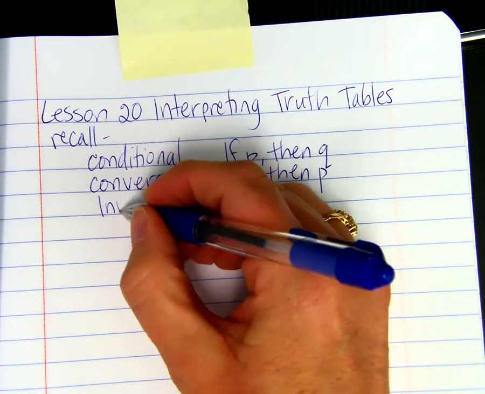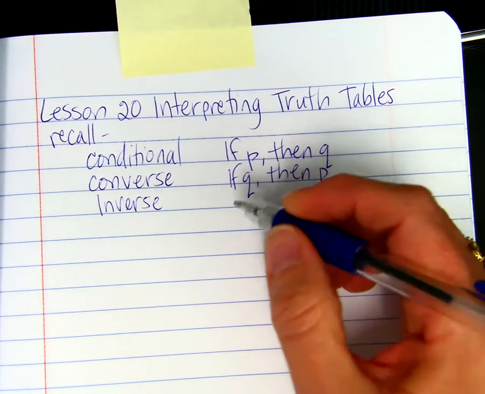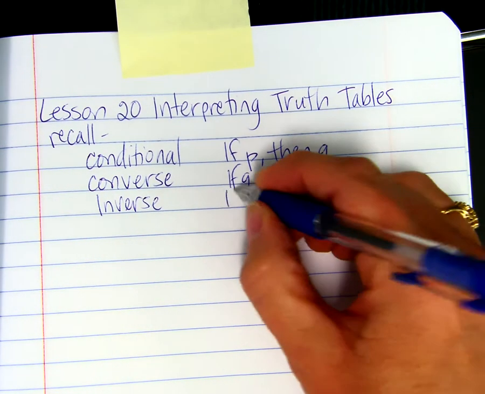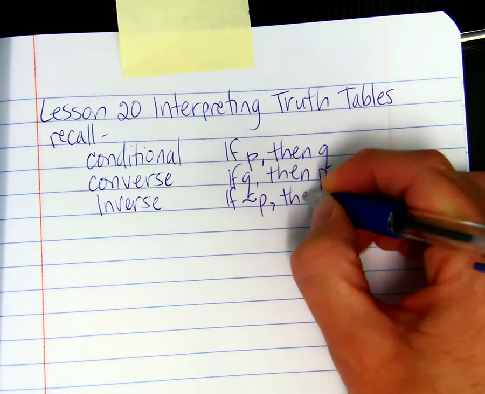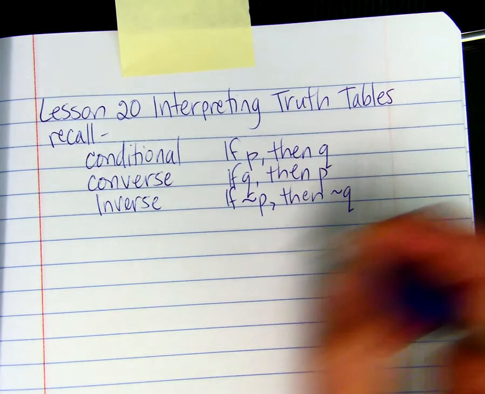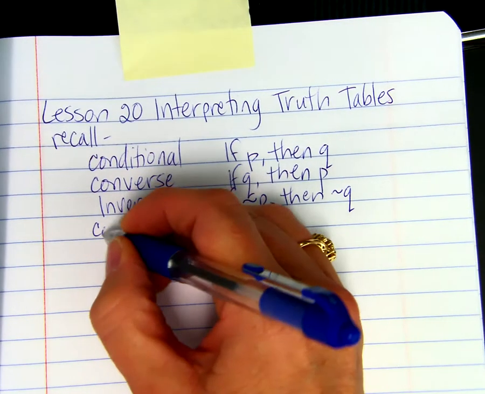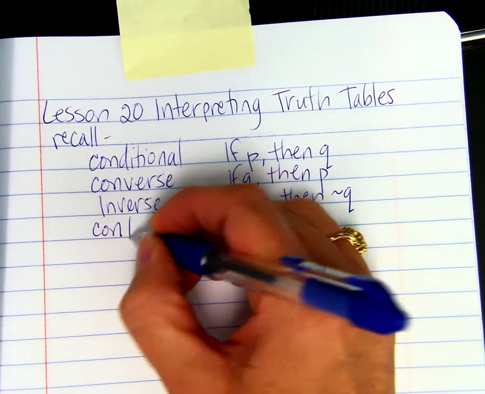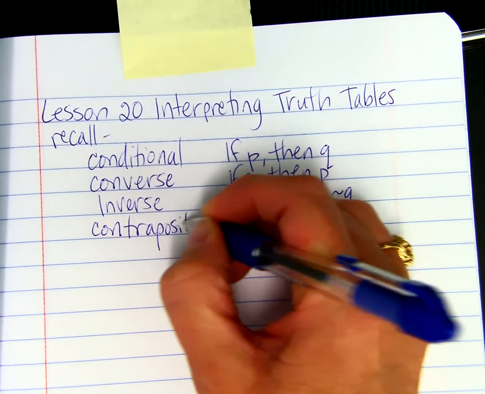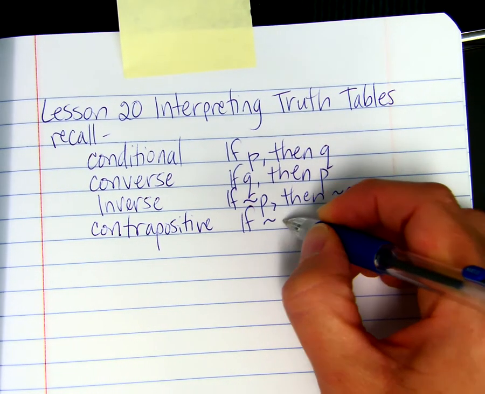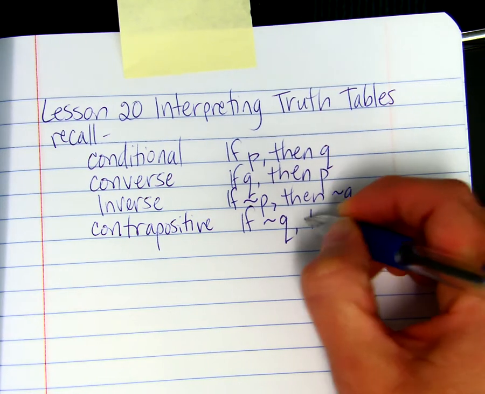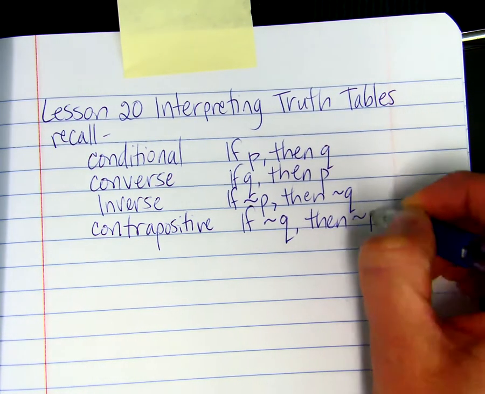And the inverse of a conditional statement is if not P, then not Q. The contrapositive is if not Q, then not P.